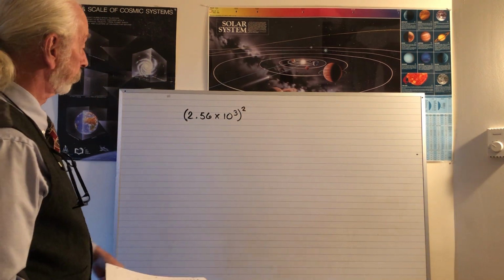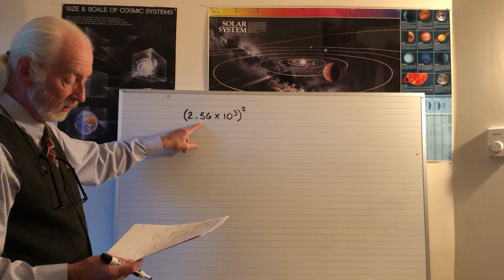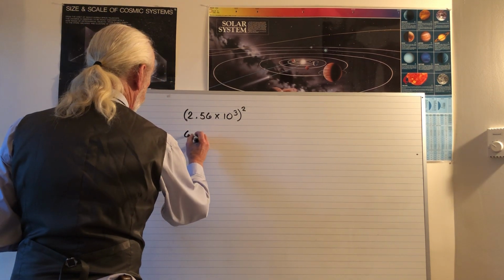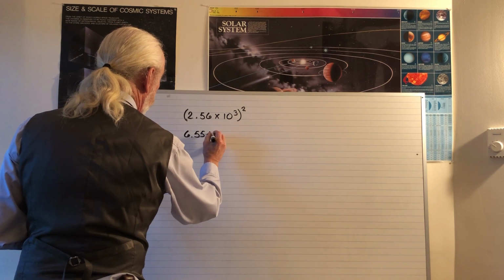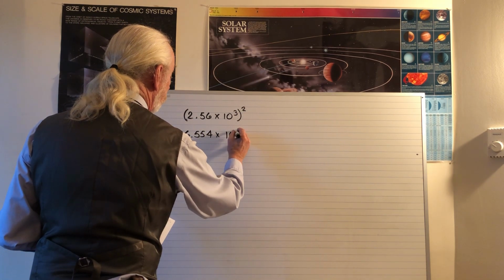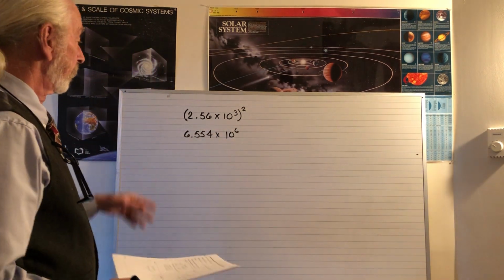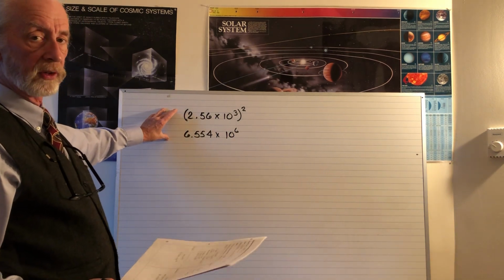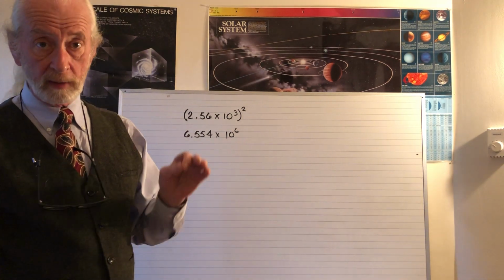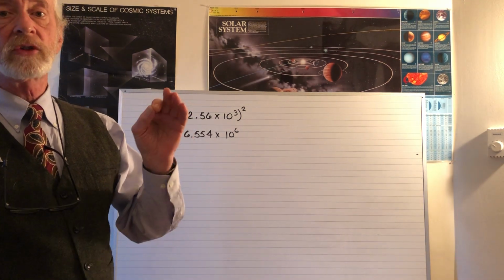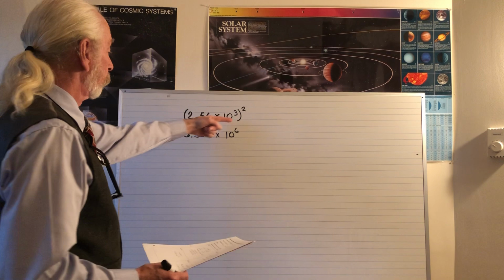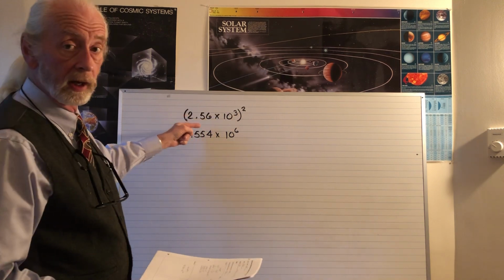So, we're going to square that coefficient, and you should get 6.554. And I'm going to multiply the exponents to make it 10 to the 6th. Now, let me pause and explain this one a little bit because this does tend to throw some people. And again, this goes back to how we define an exponent. Remember, an exponent is an instruction. This exponent here is telling me to write this number down twice and multiply them.